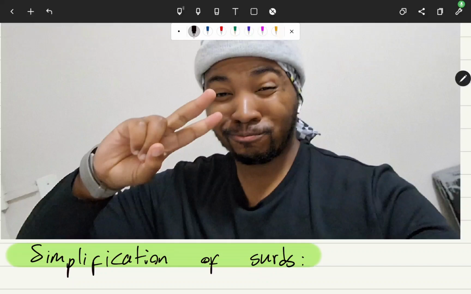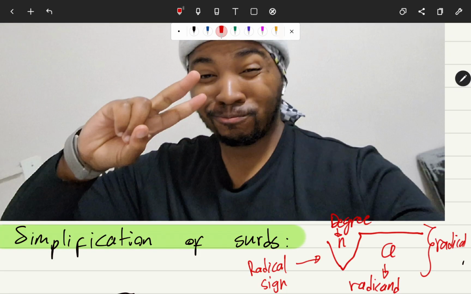Alright, cool guys. So another section we're doing under this chapter is simplification of radicals. Basically we're just gonna deal with radicals, and we're gonna go over 3 rules that y'all should remember always. Right, so here I'm just gonna use this black pen. When you have a radical, it is basically what I just wrote here with a red pen, right?